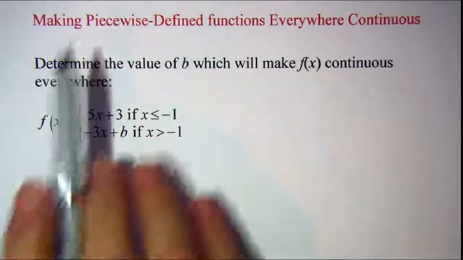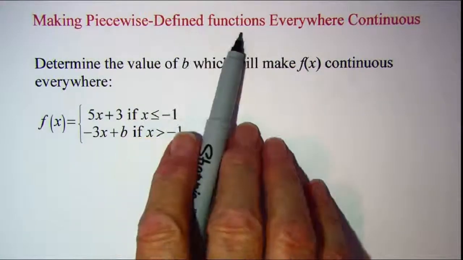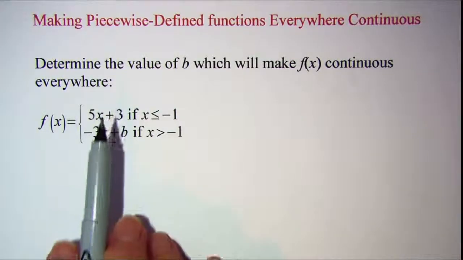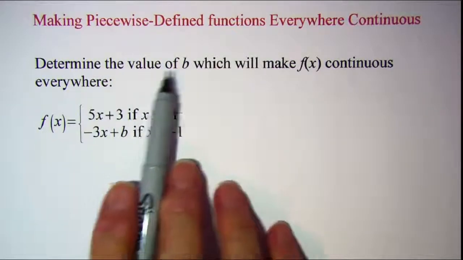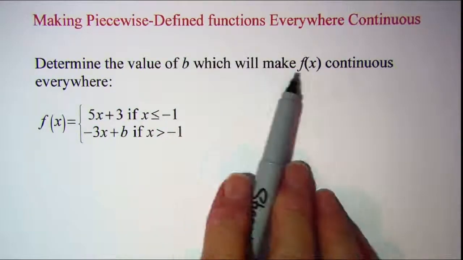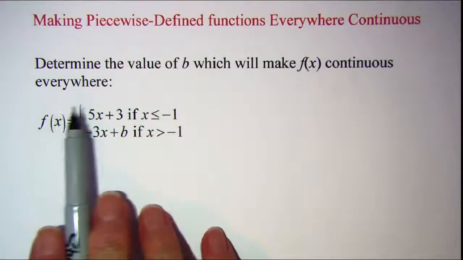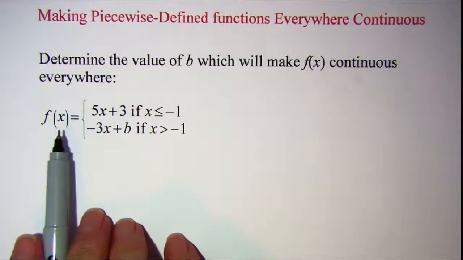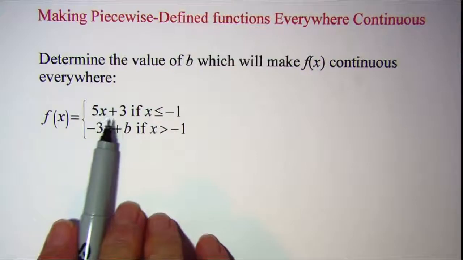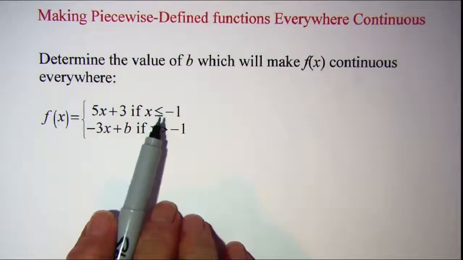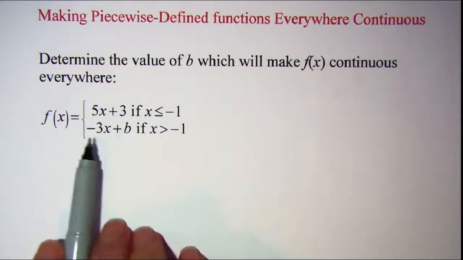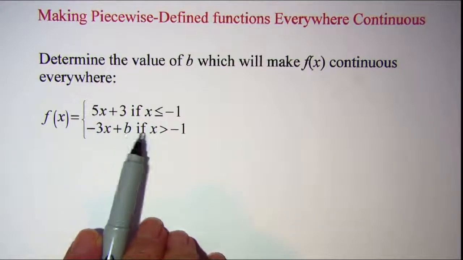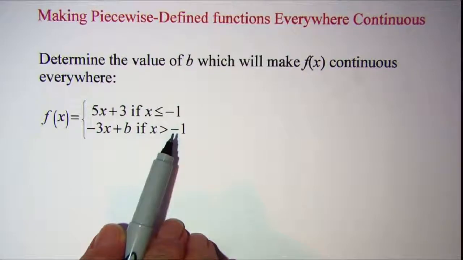In this video, we'll be making piecewise defined functions everywhere continuous. The problem that we'll be working with is to determine the value of b, which will make f of x continuous everywhere. The first function is a piecewise defined function. F of x is equal to 5x plus 3 if x is less than or equal to -1, and f of x is equal to -3x plus b if x is greater than -1.